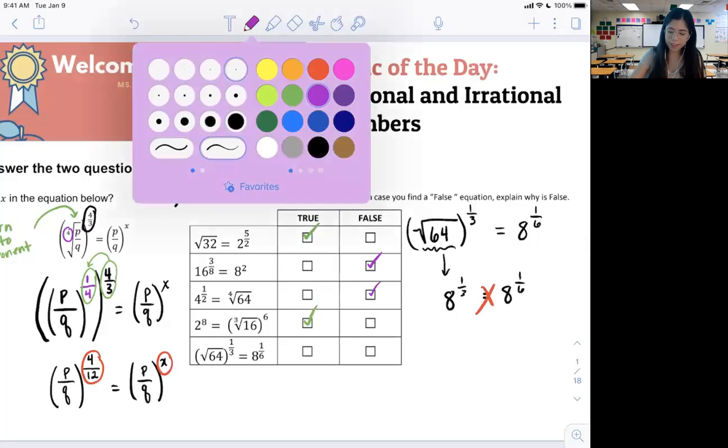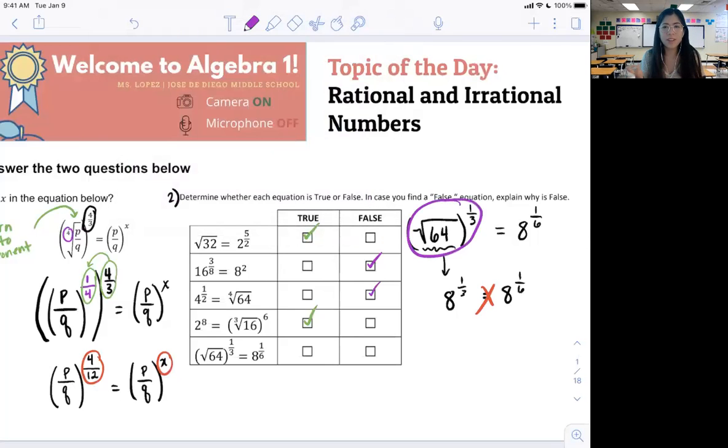They are not equal to each other. So see how they make this look confusing and difficult, but you know what the square root of 64 is. So it's a little bit easier once you kind of simplify it down a little bit. So that's false.